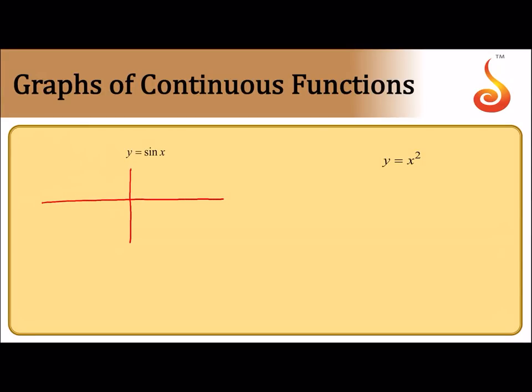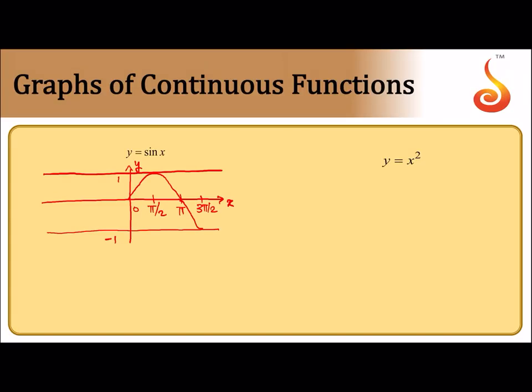Next slide. f(x) equal to sin x. Let us draw the sin x graph. This is the x-axis. This is the y-axis. We know that the range is 1 here, the maximum value. The minimum value is -1. This is 0. This is pi by 2. And this is pi. And this is 3 pi by 2.